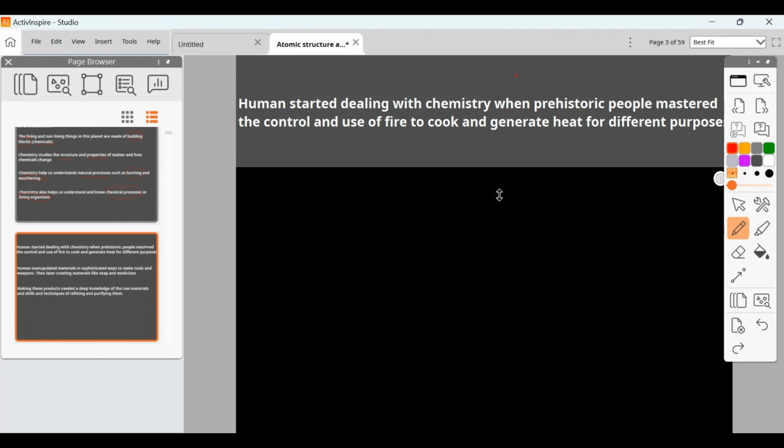Okay, how did chemistry develop? A very long time ago, prehistoric people tried to master and control the use of fire. And this is how chemistry started. They controlled fire to cook, to generate heat, and for other different purposes.